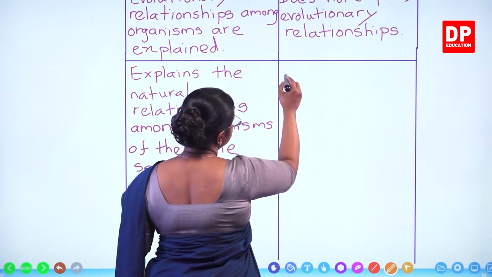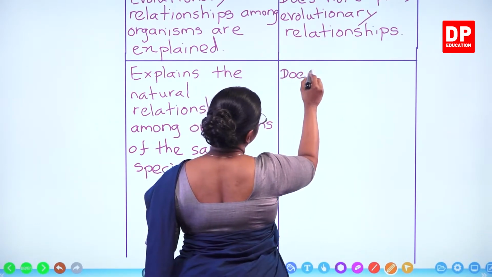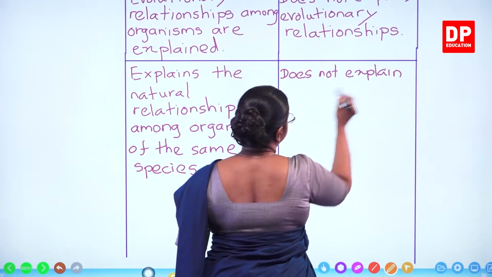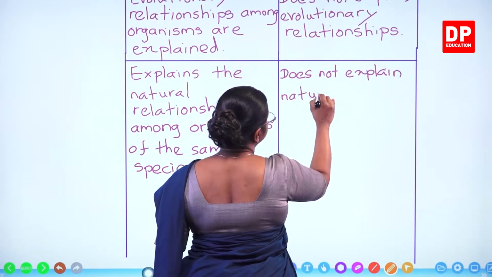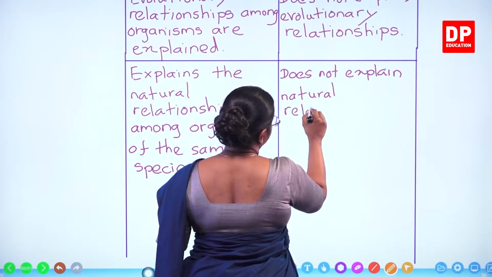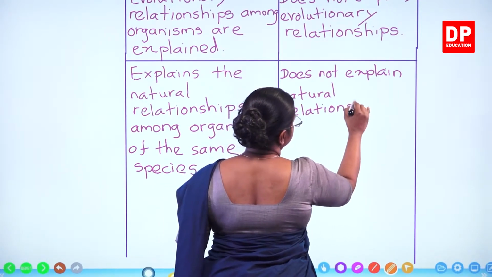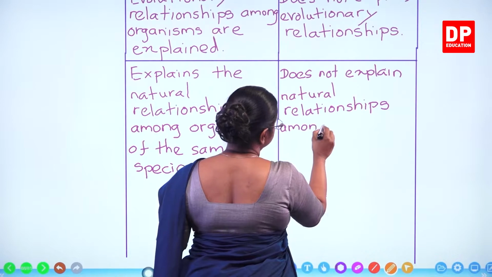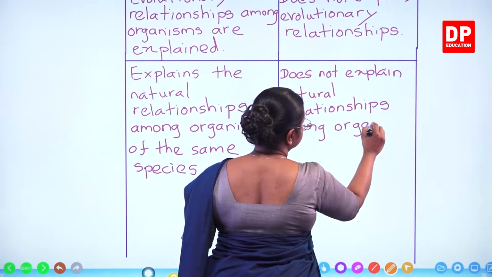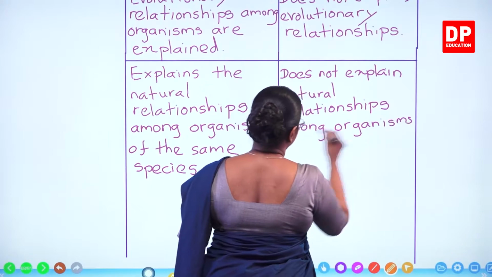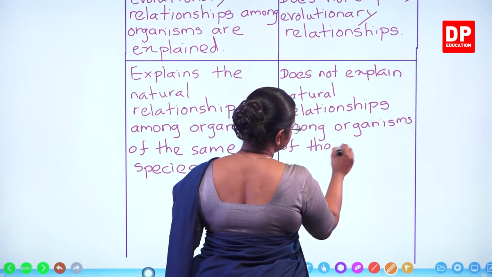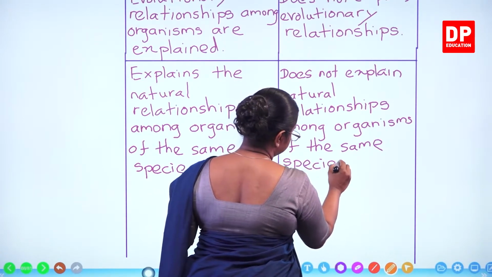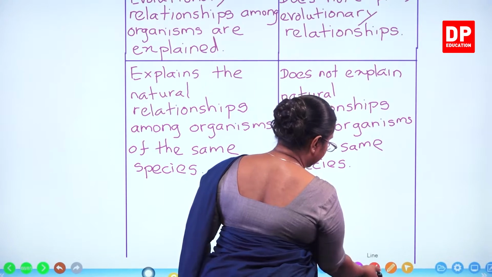Whereas artificial classification does not explain natural relationships among organisms of the same species. So that is again another difference.